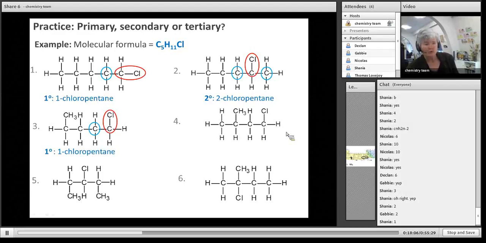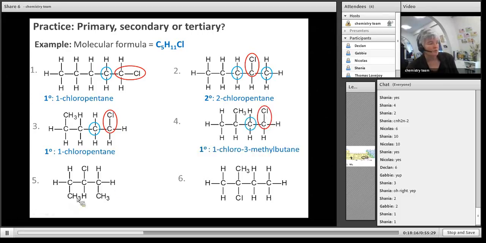How about this one, number 4? Primary, secondary, or tertiary? Primary. So there it is. It's only bonded to one other. What about this one over here, number 5? Primary, secondary, or tertiary?